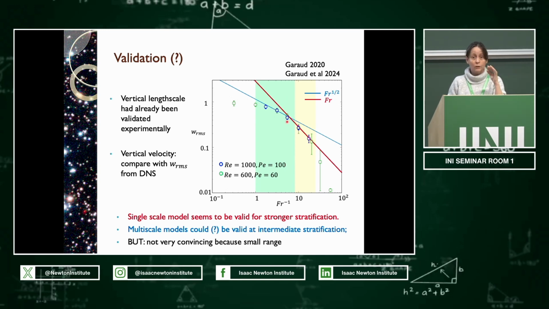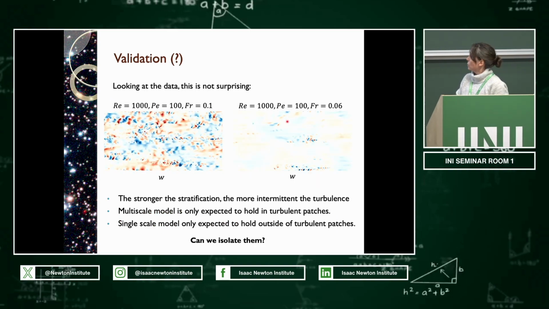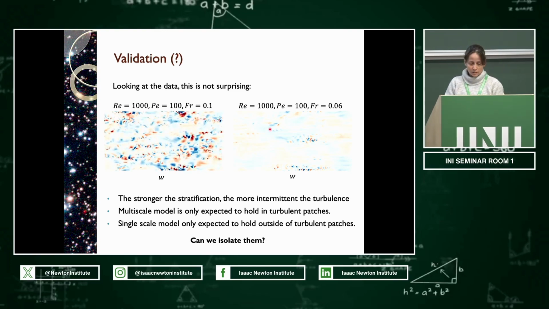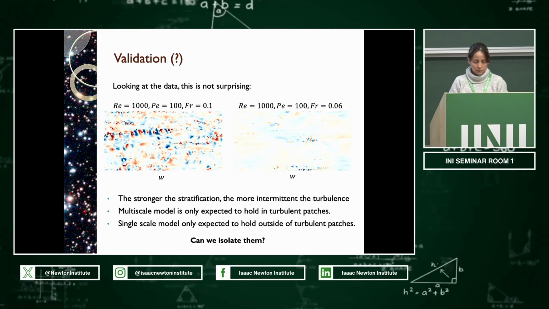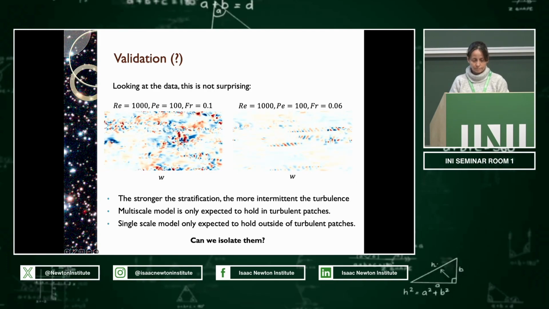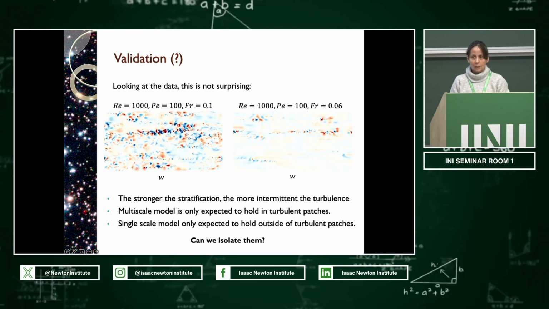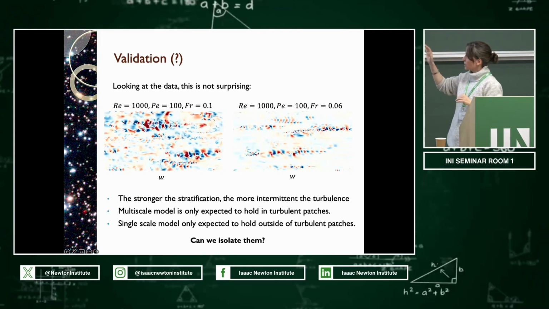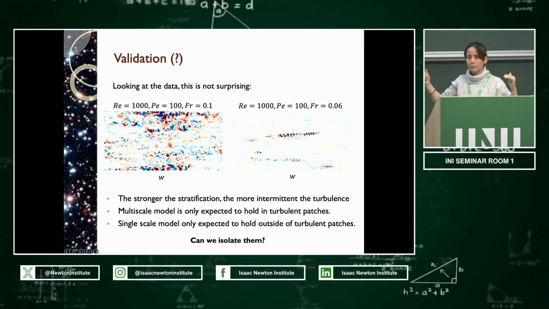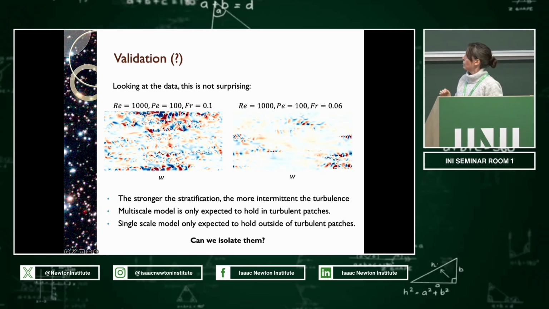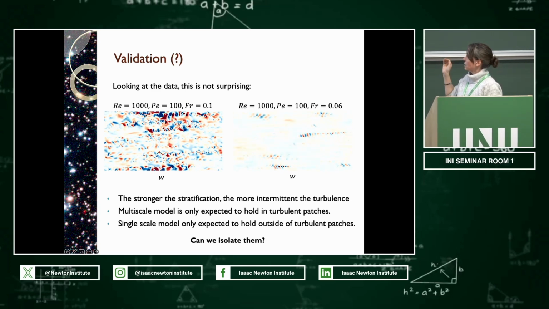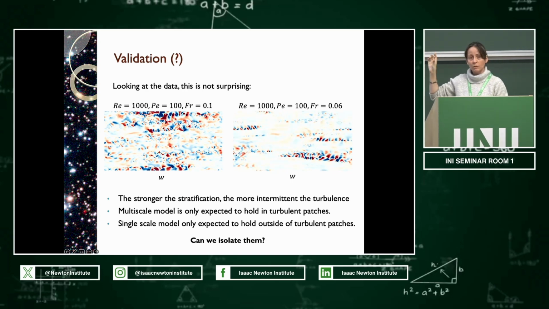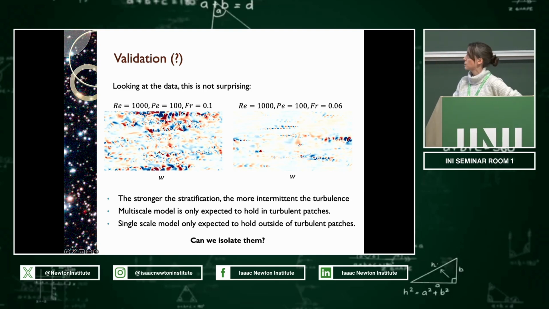And I'm going to look at what the vertical velocity field looks like. So this is the vertical velocity field for the more moderate stratification, and this is the vertical velocity field for the stronger stratification. You can see what's happening here is that at moderate stratification, it does look like most of the domain is turbulent and has lots of small scales. But as the stratification increases, the turbulence is really limited spatially to these patches of turbulence. So there's a lot of intermittency, both in time and in space.